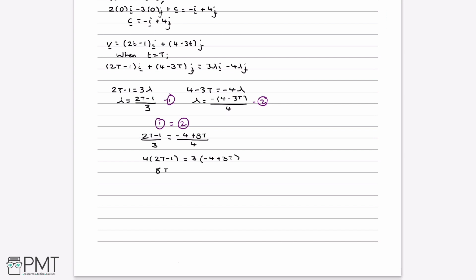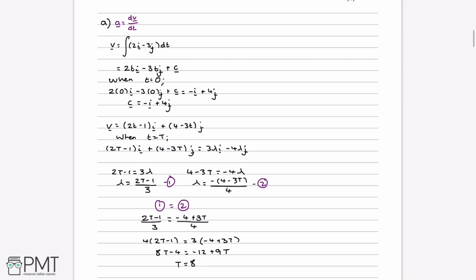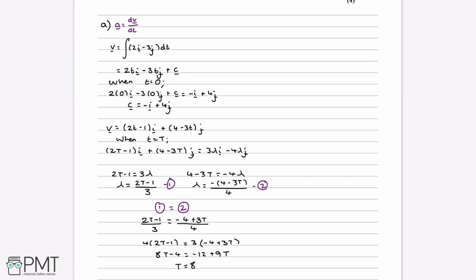And when we expand these out, we're left with 8t minus 4 is equal to minus 12 plus 9t. And now if we take away 8t from both sides and add 12 to both sides, we get that t is equal to 8. And that's our answer. And there are 4 marks available for this question.